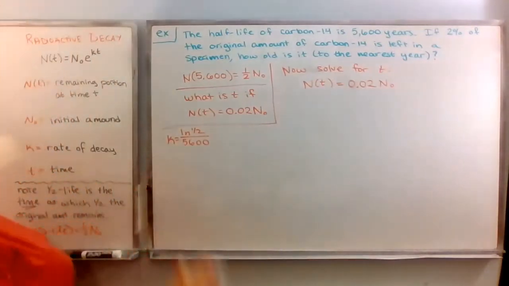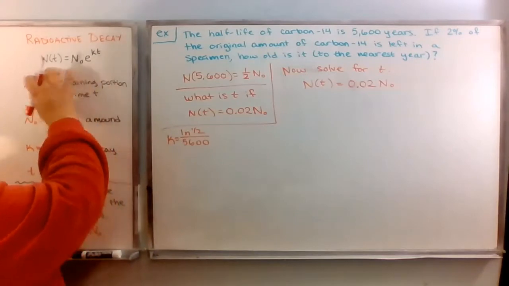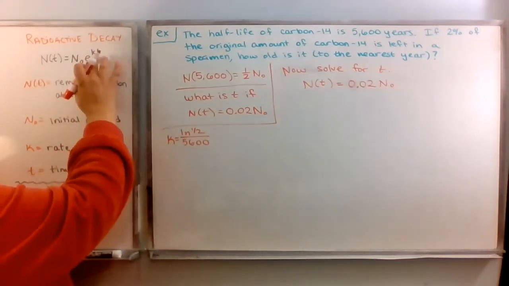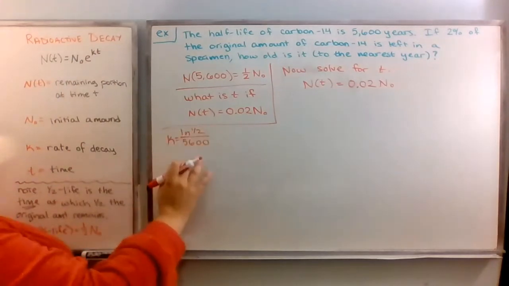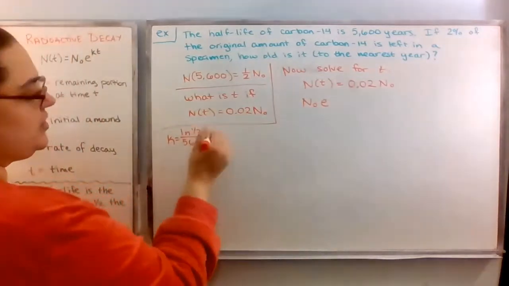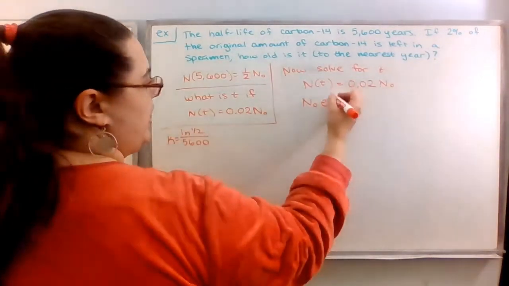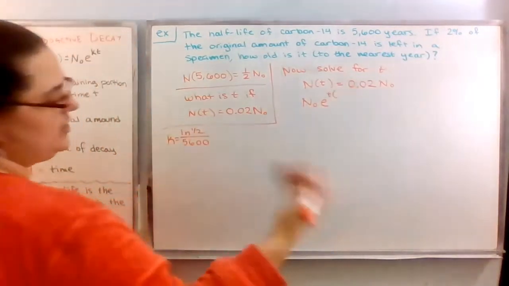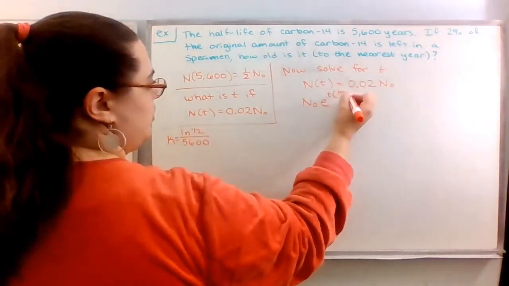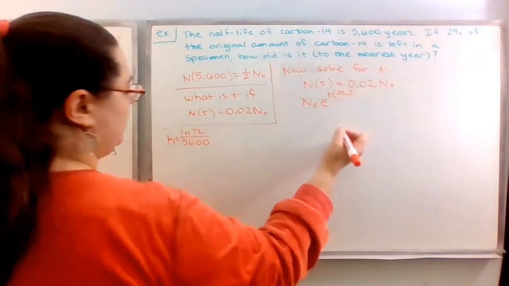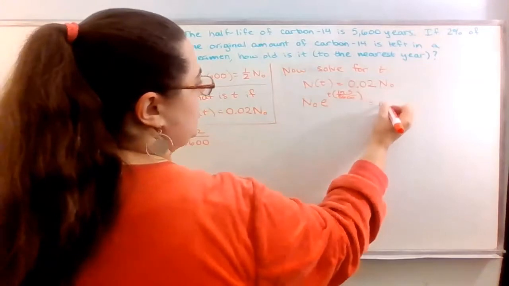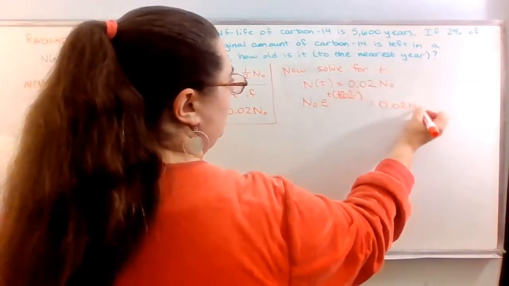So we're going to go back over to here, and we're going to replace N of t with N naught e to the kt. And I'm going to replace k with this beautiful expression. So we have N naught e to this expression times t. I like to put the t out front so I don't think it's inside this logarithm. So I'll have the natural log of 1/2, natural log of 0.5 over 5,600 times t is equal to 0.02 N naught.